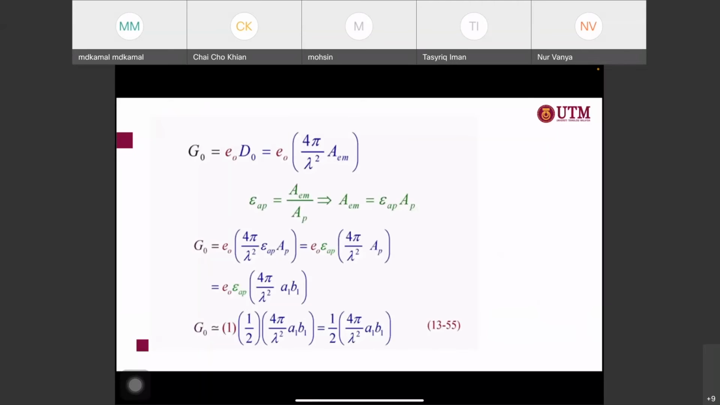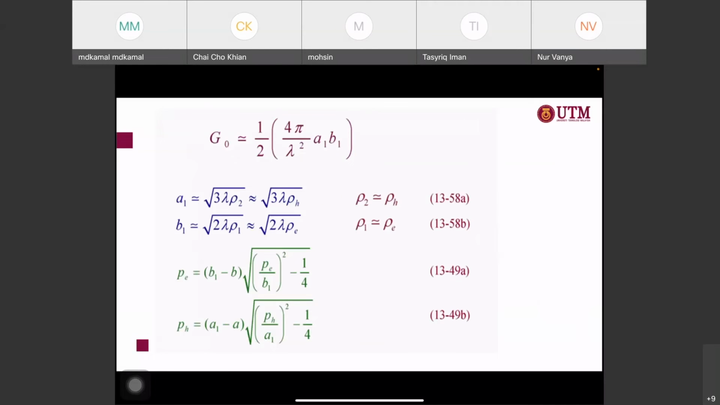So this is the aperture. A1, B1 is basically the aperture size of your horn antenna. Because we know the efficiency is not 1, the efficiency is roughly 50%. So the gain is 50% of 4 pi over lambda square A1 multiplied by B1. So this is the simplest equation that you can use to find the gain of the horn antenna based on the aperture size.